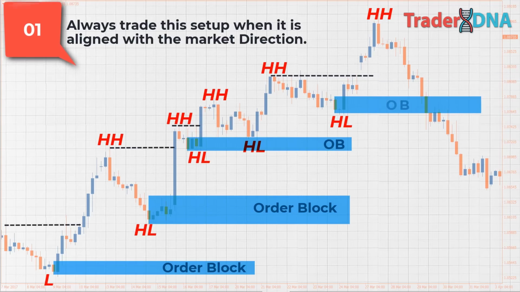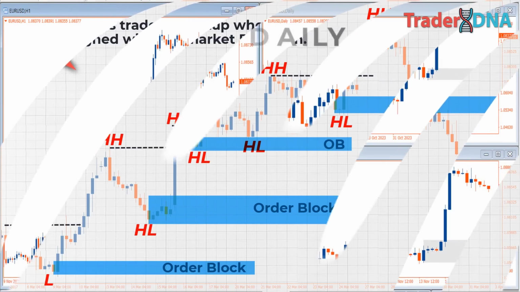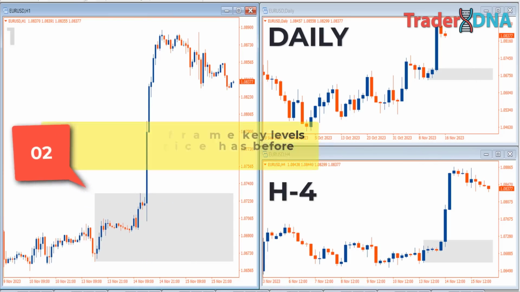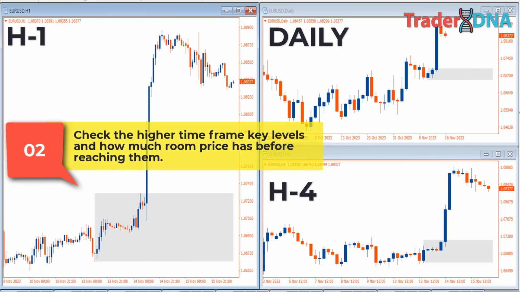Secondly, assess the higher time frame key levels and determine the available room for price movement before reaching them. A small reaction at a higher time frame key level can signal a significant directional change in the lower time frames. When the price surpasses a higher time frame key level, there's a higher chance of witnessing a temporary reversal. Always check higher time frames to gauge the distance to these key levels.